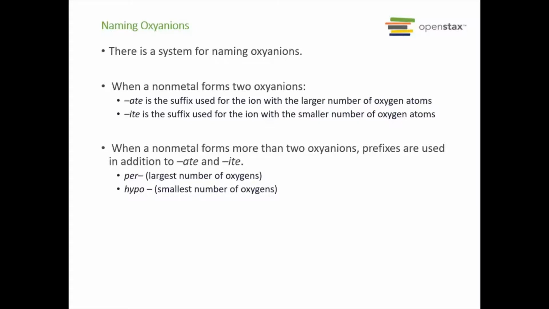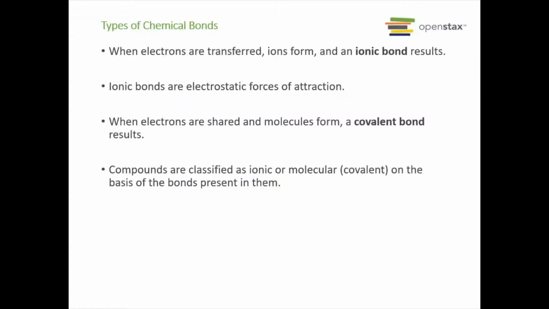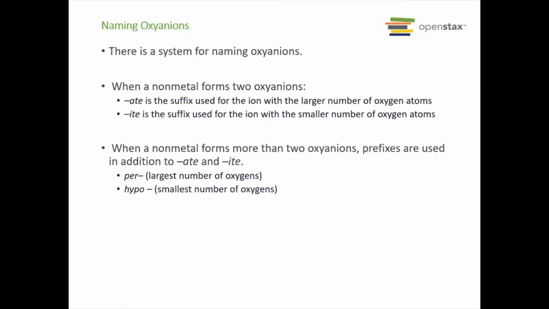Okay, so when a non-metal forms more than 2 oxyanions, there's also prefixes. When you have more than just 2, the anion that has the largest number of oxygens, we add per- to the front of it. The smallest number gets hypo- for the least amount of oxygens. But yeah, it's a pretty crappy system, honestly. Like I said, you're better off just kind of memorizing the formulas and their names.